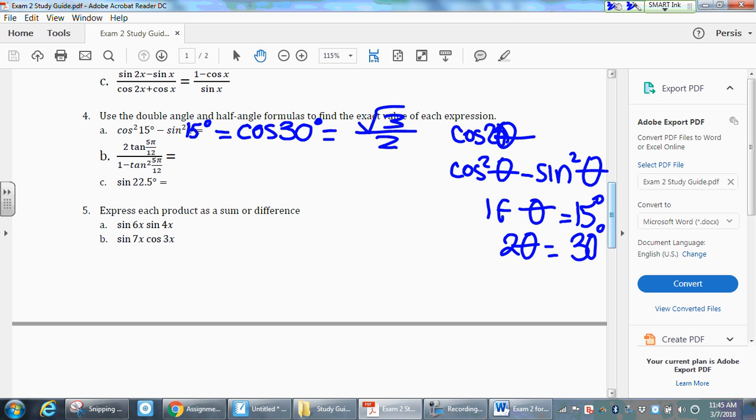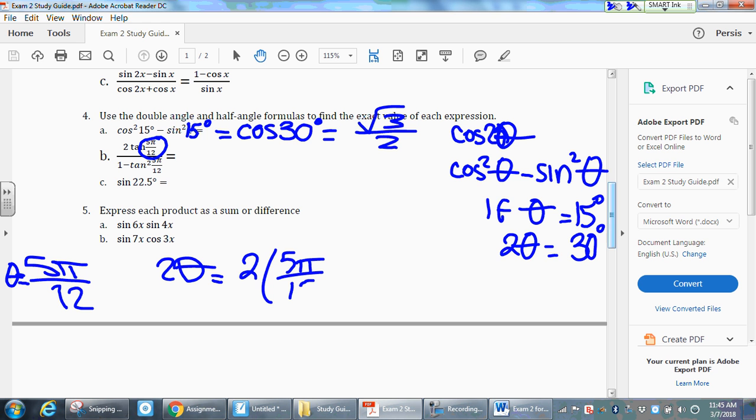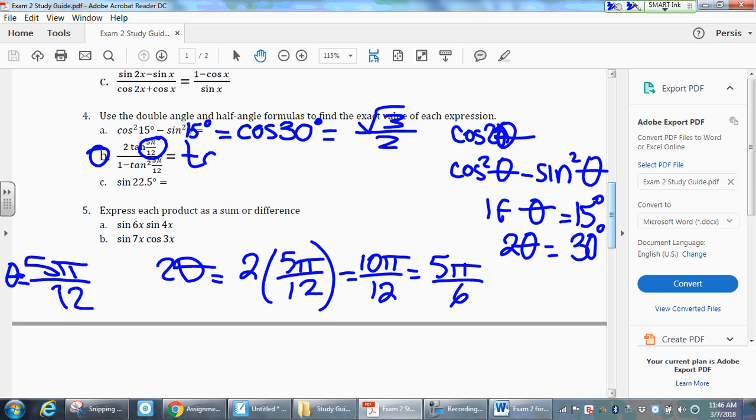The next one, if you look at your formula sheets, is the tangent of a double angle. Do you guys see it on your formula sheet? It's the double angle tangent of 2 theta. In this case, this 5 pi over 12 is equal to theta. So then 2 theta is going to be 2 times 5 pi over 12, so that will be 10 pi over 12, which is actually 5 pi over 6. So this expression is representing the tangent of 5 pi over 6.